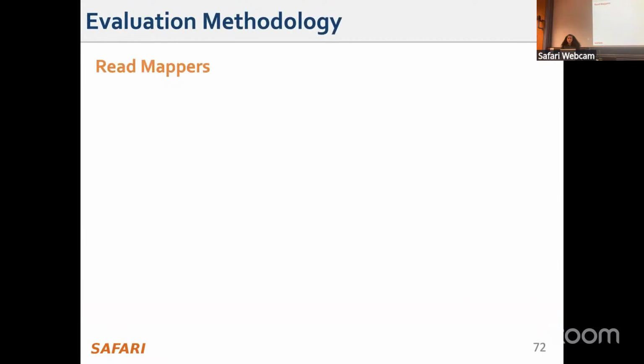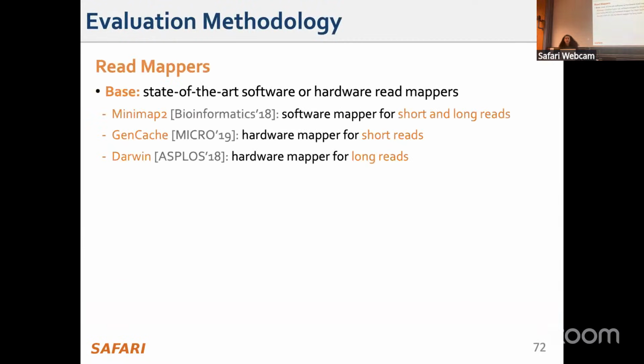So let me show you some results at a high level. Whenever I say base, I'm referring to a state-of-the-art software or hardware read mapper. These are the names of them, as you can see on the slide. And GS in the plots means this base integrated with GenStore. So GenStore augments all these mappers. A GenStore-enabled SSD is augmenting all these mappers to help them filter the reads. So we will see how much it helps us improve the end-to-end read mapping performance.